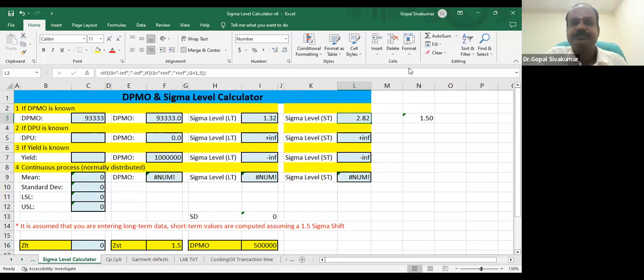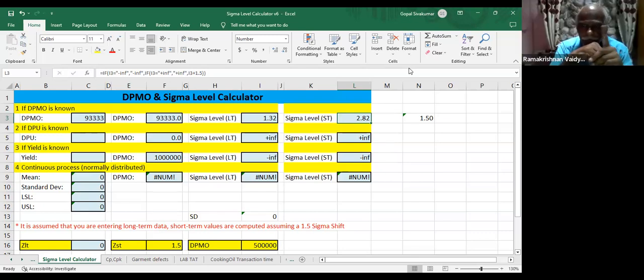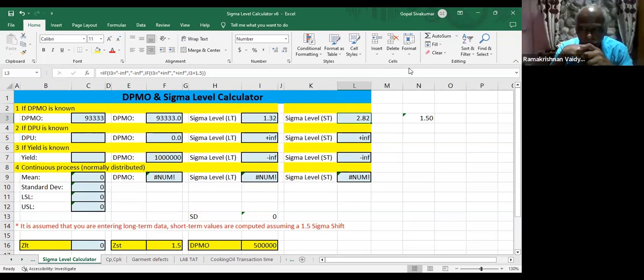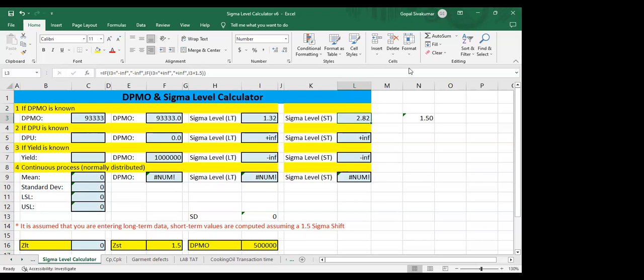We all know. Sir, can I come into the picture? Oh, yes, Mr. Shyamal, this is a question from you. Yes. Actually, I would ask you, with 3.4 defects per million as per 6 sigma, it is right now saying 2.82 or 1. It is much better than 3.4. So it should be accepted, I think, as per my understanding.